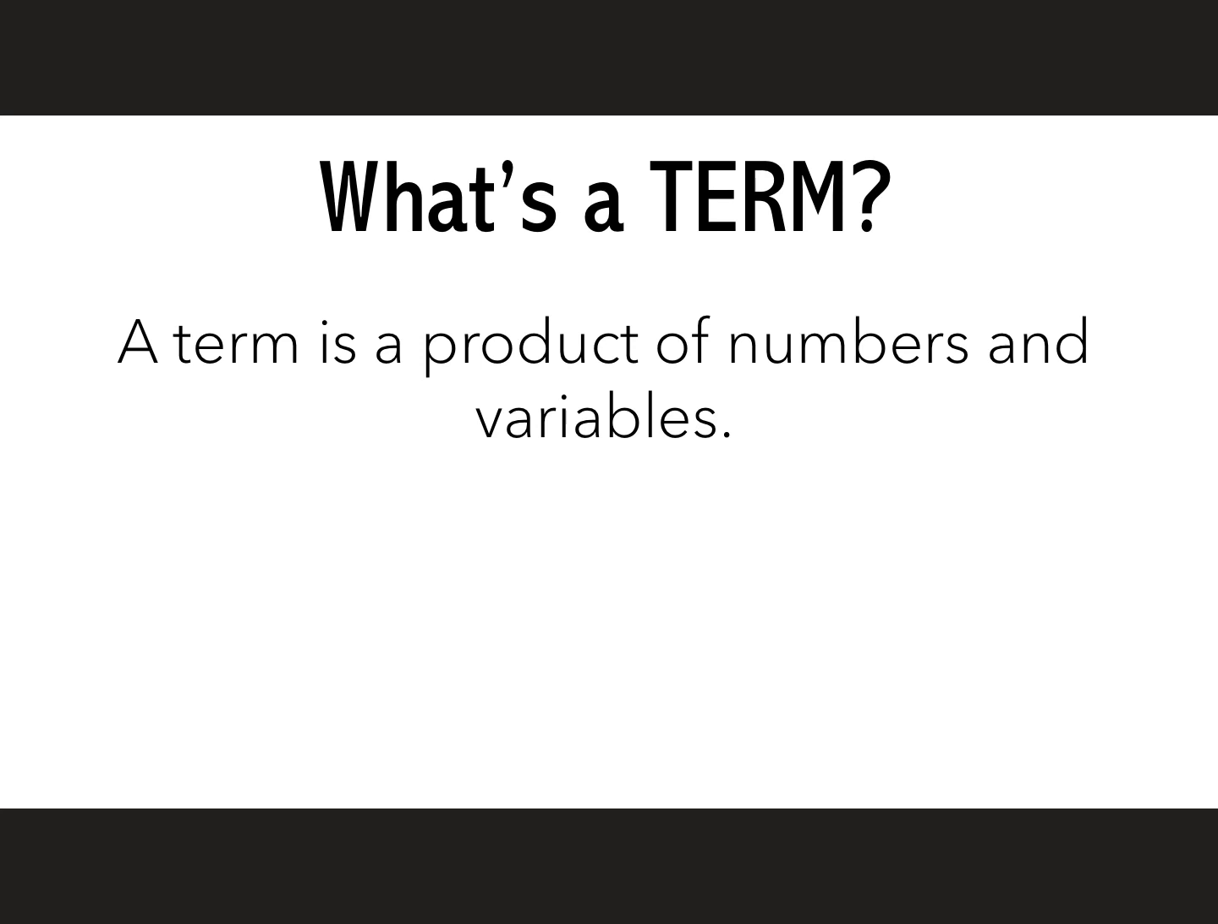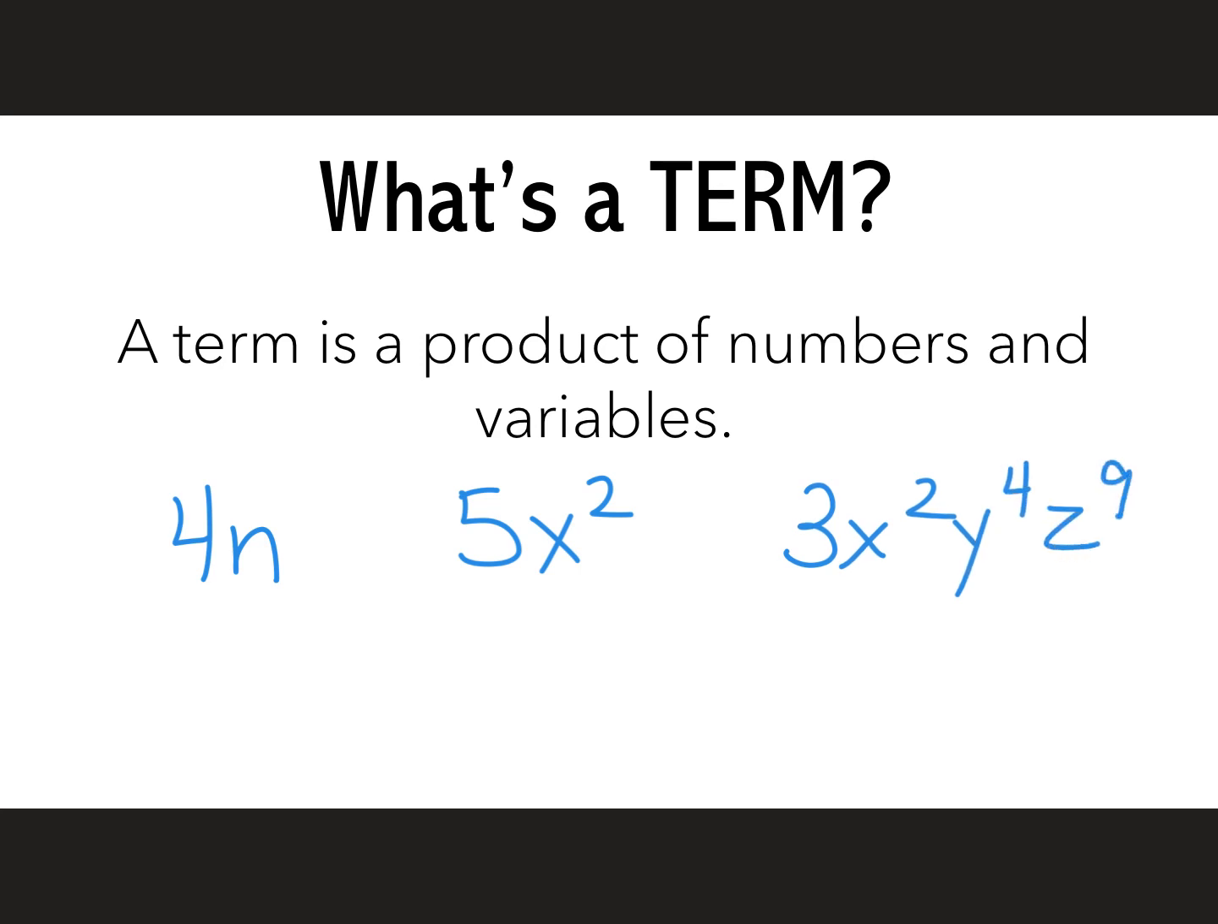A product is when you multiply. So for n, 4 times n, 5x squared, 5 times x squared, 3x squared, y to the 4, 9z to the 9. That seems big, but that's a term. x, negative 4. Wait a minute. The x doesn't have any number, or does it? Yeah, sure it does. It has a number 1, but we don't show that 1. So it's a product of 1 and x.